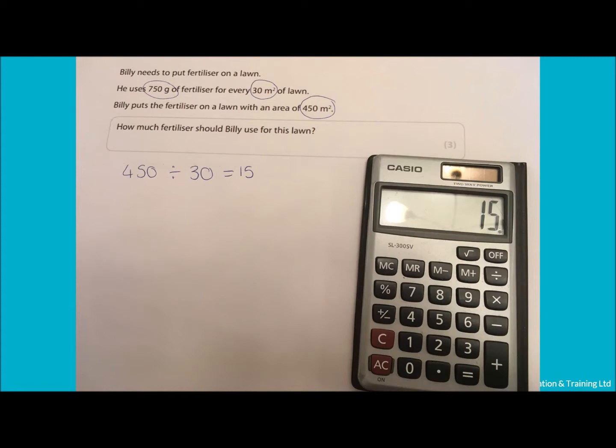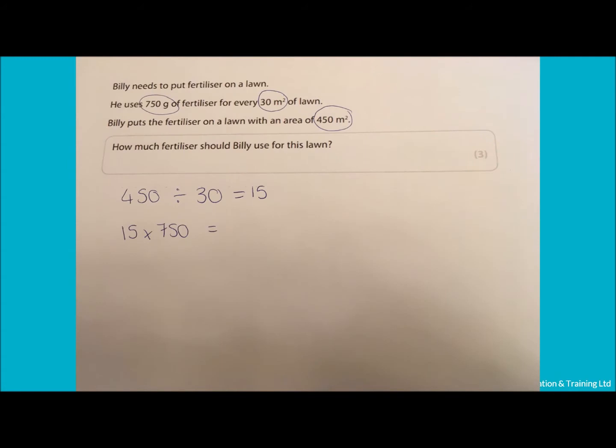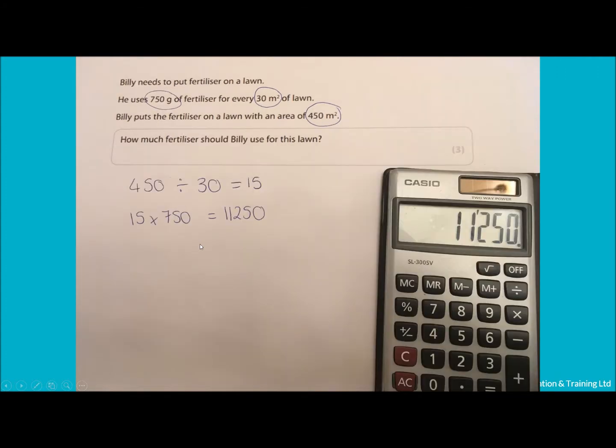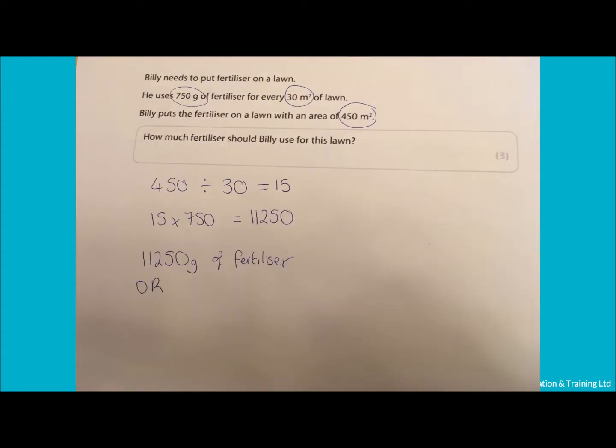So that means that there's 15 sort of parts, 15 lots of 30 meters. And we know for each of those we use 750 grams of fertilizer. So we multiply that 15 by 750. And that gives us 11,250. And that's our final answer. How much fertilizer should Billy use?